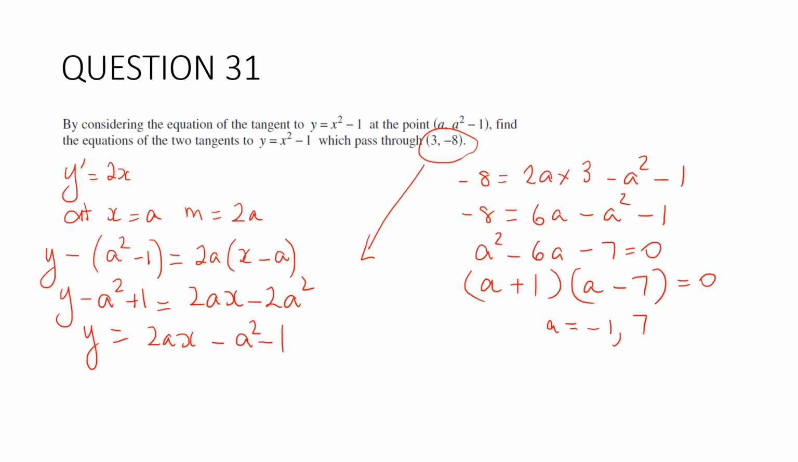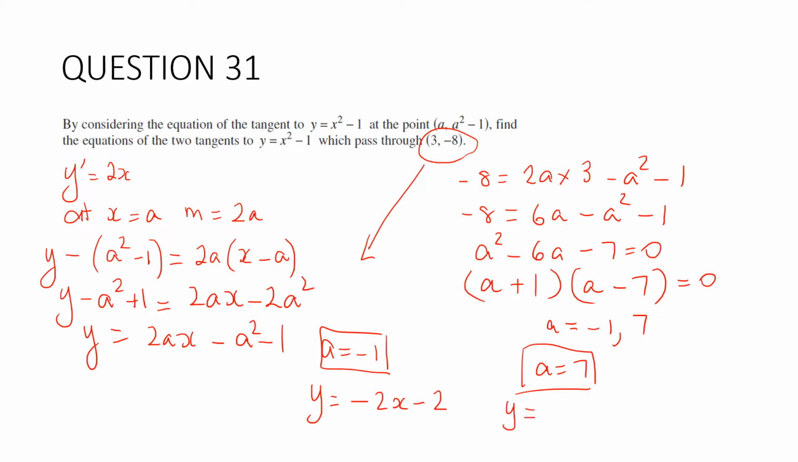We want to find the equations of both of them, so we need to substitute those in. So when a is equal to negative 1, we're going to get y is equal to negative 2x minus 1, which is minus 2. And when a is equal to 7, we are going to get y is equal to 14x minus 49 minus 1, which is minus 50. And there's the two answers.